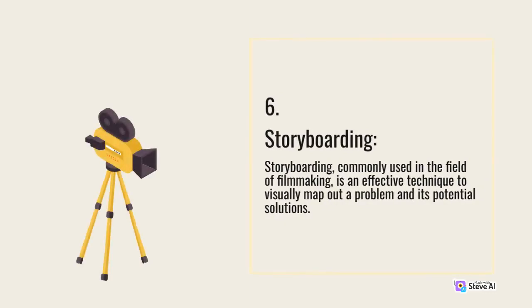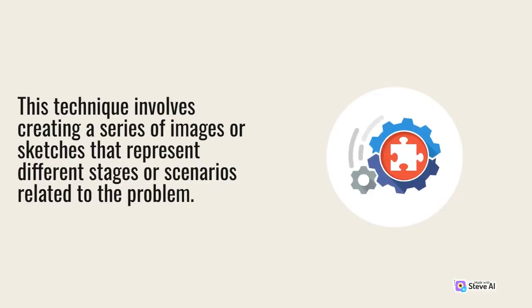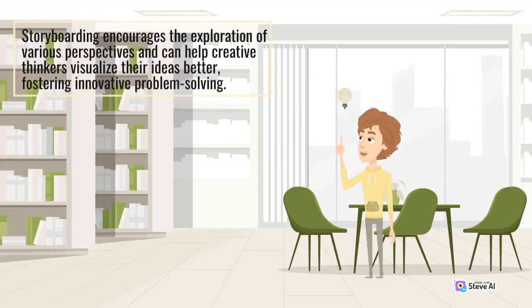6. Storyboarding. Storyboarding, commonly used in the field of filmmaking, is an effective technique to visually map out a problem and its potential solutions. This technique involves creating a series of images or sketches that represent different stages or scenarios related to the problem. Storyboarding encourages the exploration of various perspectives and can help creative thinkers visualize their ideas better, fostering innovative problem solving.